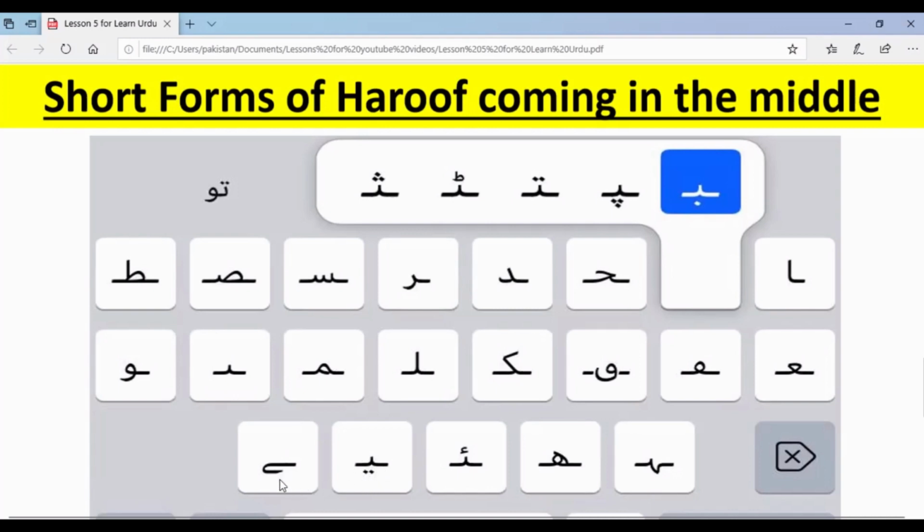And Badi Ye normally comes at the end of the word, so it will look like this in joining form, right? If it is separate, then it will show the complete shape, but when it joins with the other Haruf Tahajji and comes at the end, then it will look like this.